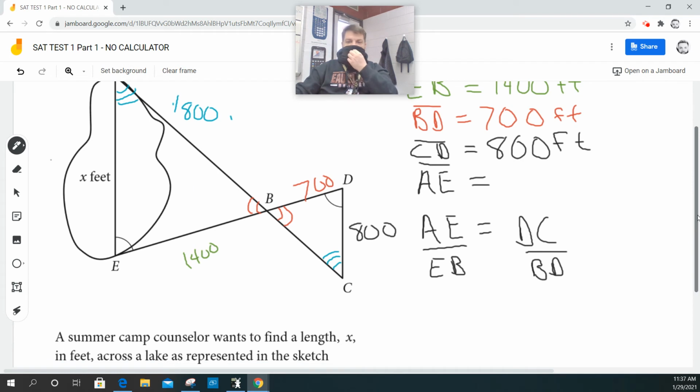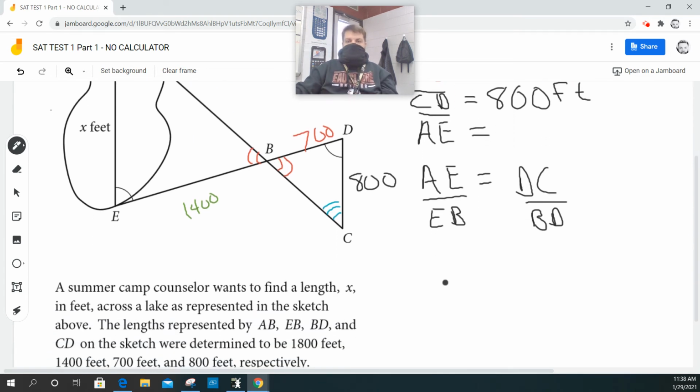So that proportion can be solved by cross multiplying. I still don't know what AE is, but I do know that DC is 800. I do know that BD is 700. And I do know that EB is 1,400. Now you could cross multiply this, but what am I doing to 700 to get to 1,400? Yeah, it's a scale factor of 2. I'm multiplying by 2. If you had to guess, what do you think AE is? 1,600, but let's double check.